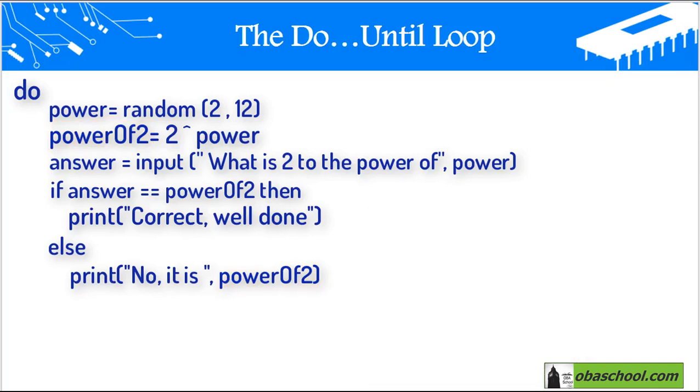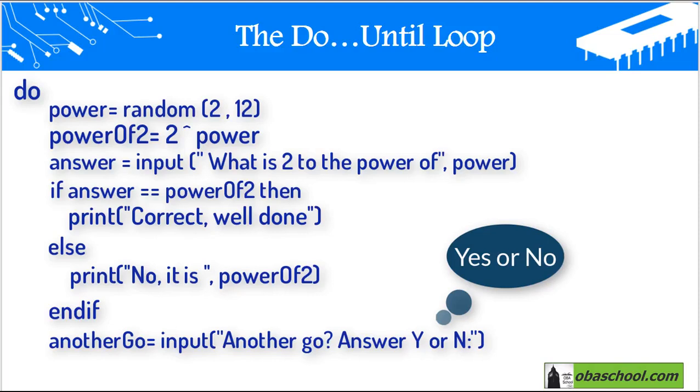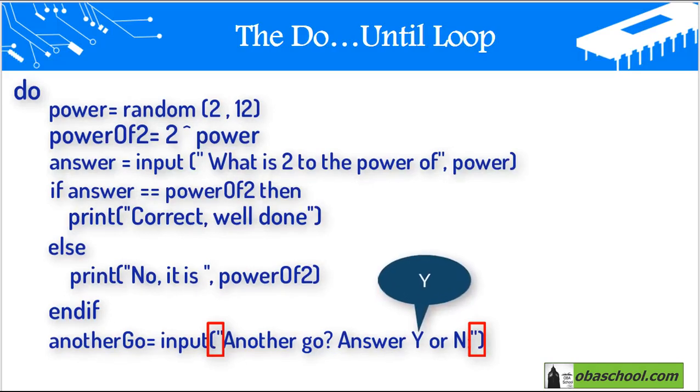Then we're going to get out from the if condition by writing end if. Then we have a variable which is called another go and put in it an input message which is "another go, answer y or n", which is yes or no. We put it between quotations and brackets. Here the user must put y, so the answer is yes. It means the user needs to enter another time to the program.